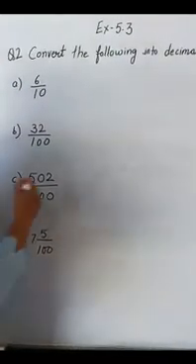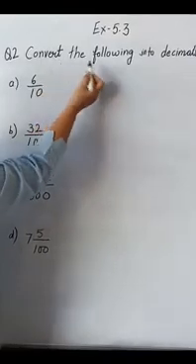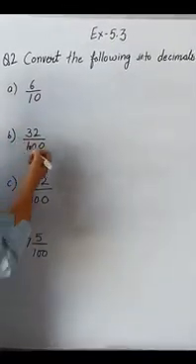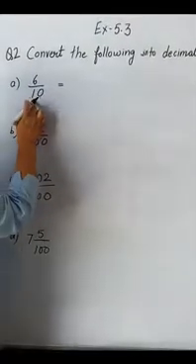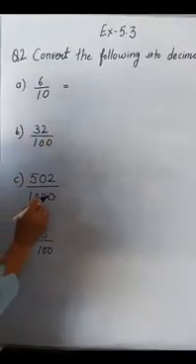Today we will do exercise 5.3, question number 2. Convert the following into decimals. Now I have written the questions. Part A is 6 by 10. This is a fraction, and we will convert it into a decimal.